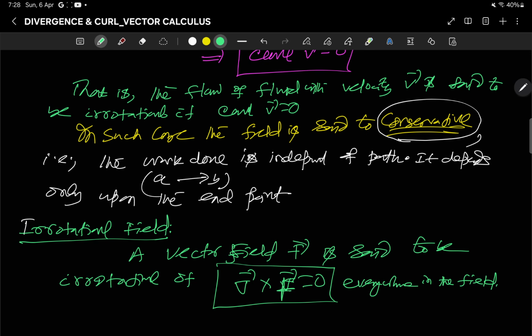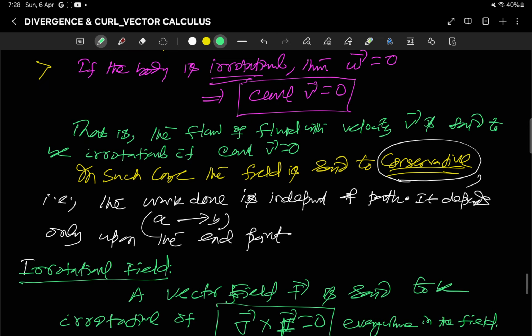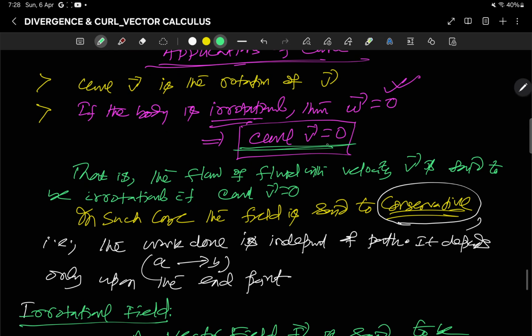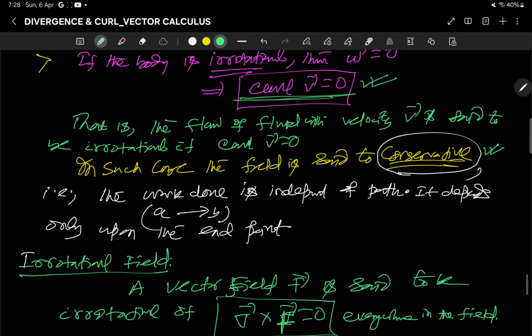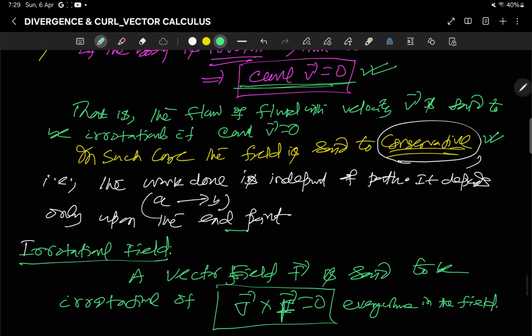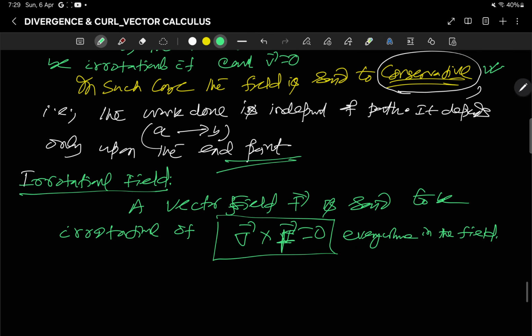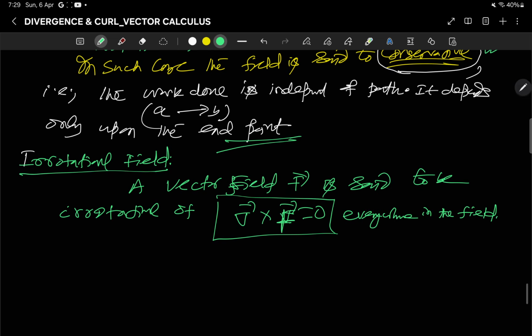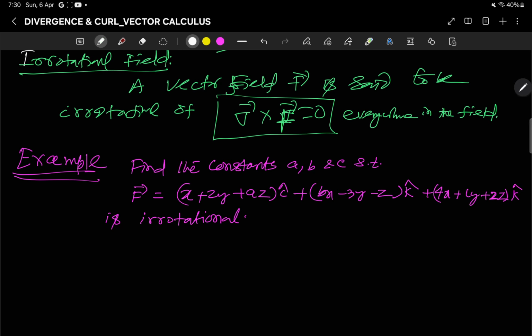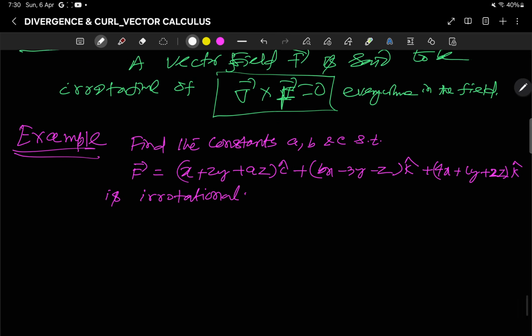Now recalling the applications. If curl V is equal to 0, then we say it is irrotational, and the field so created is a conservative field. Conservative field means the work done in moving from point A to B along any path is the same. It depends only upon the end point. So irrotational field means curl F is equal to 0 everywhere in the field. Now coming to the applications, the properties of divergence and curl. Before the discussion of the properties, let me solve one example in the context of irrotational.